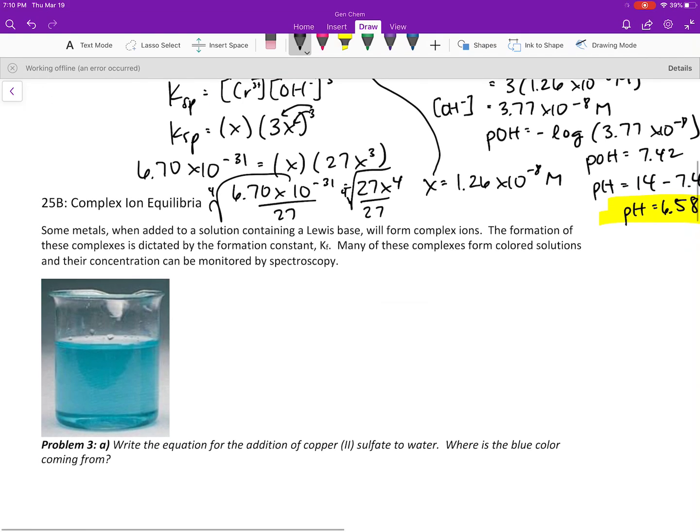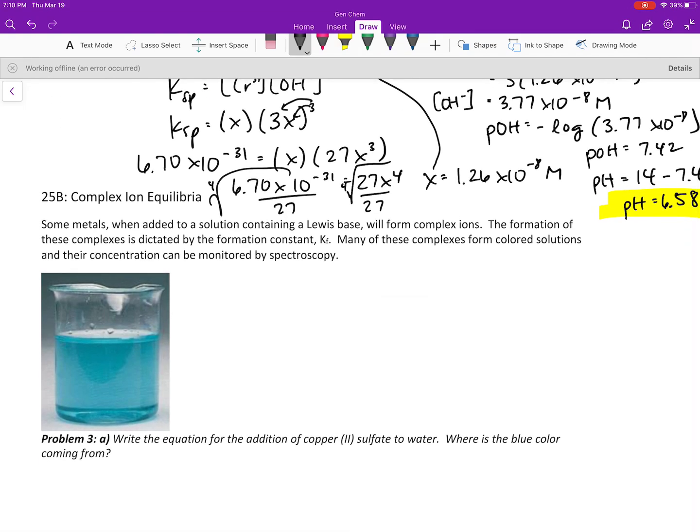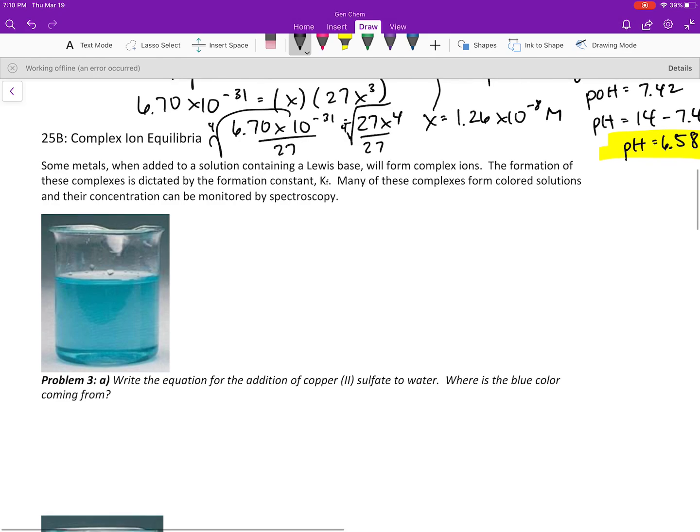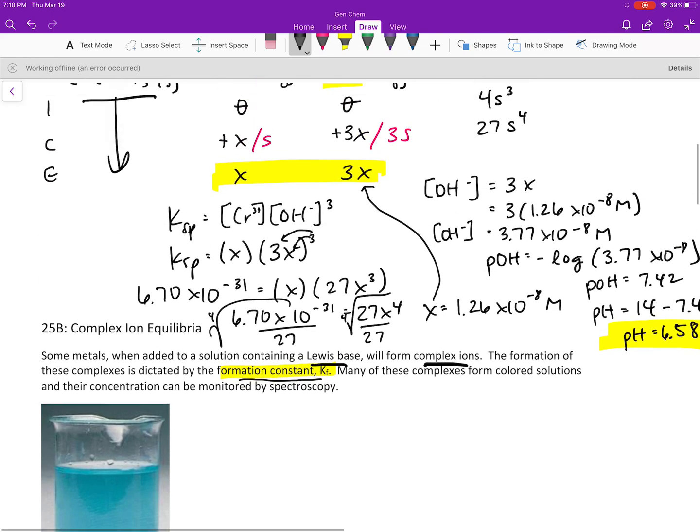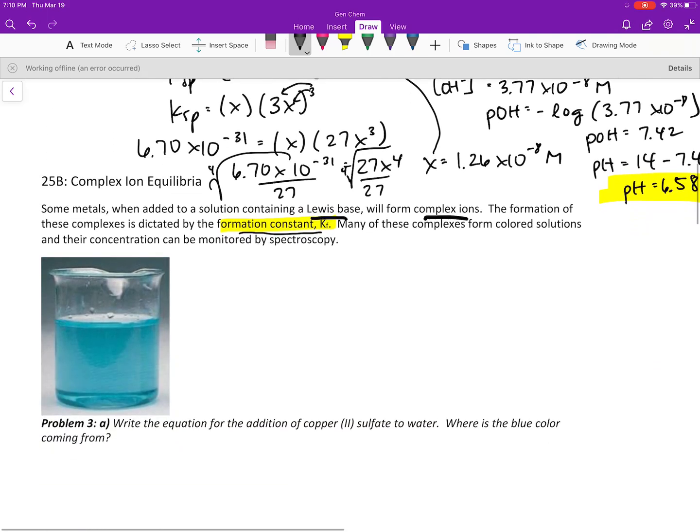Okay, so we're going to pick up on 25 part B and talking about complex ion equilibrium. Some metals, when added to a solution containing a Lewis base, will form complex ions. The formation of these complexes is dictated by a formation constant called Kf. So yet again, another K. We have Kc, Kp, Keq, Ka, Kb, Ksp, and now we have Kf.